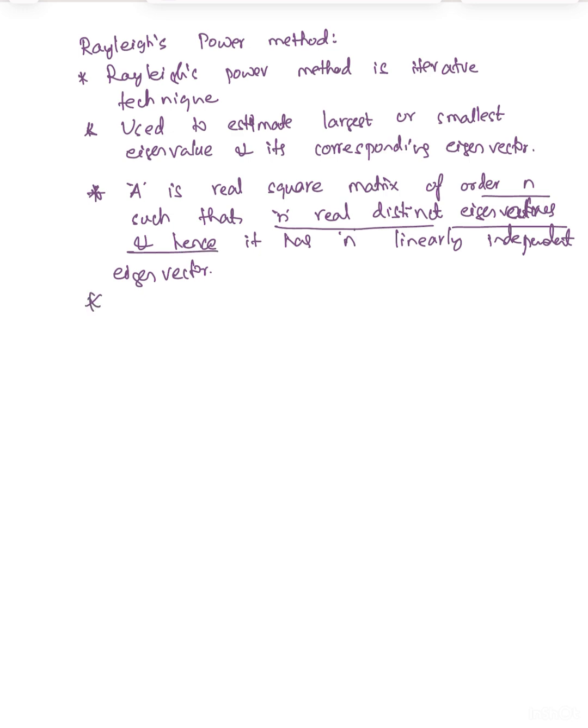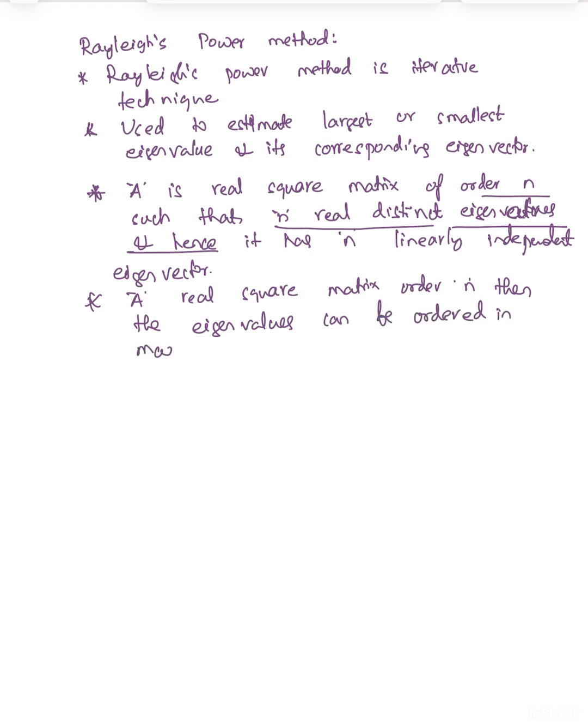Suppose A is a real square matrix of order n, then the eigenvalues can be ordered in magnitude as |lambda 1| > |lambda 2| > |lambda 3| and so on, down to |lambda n|.